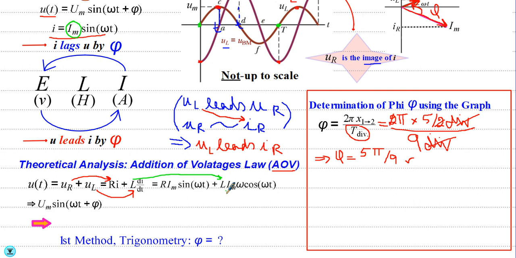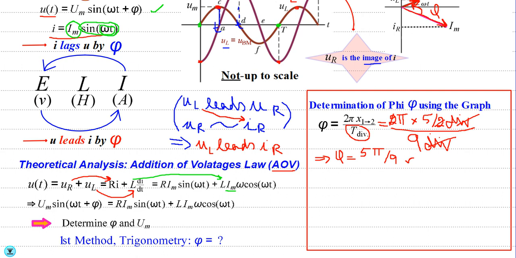Here we have it. What's the derivative of Im sine omega t? It is sine. What's the derivative of sine? It is cosine omega t times the derivative of the inside, which is omega. So we'd get L Im omega cosine omega t. And then we put it, Um sine omega t plus phi, that's given as well, is equal to R Im sine omega t plus L Im omega cosine omega t.